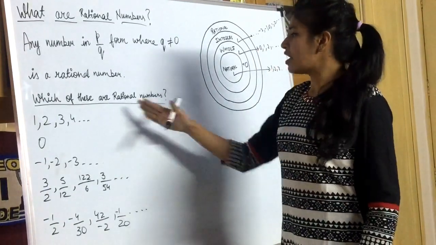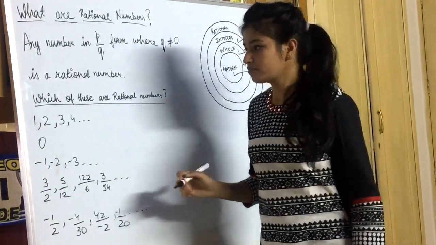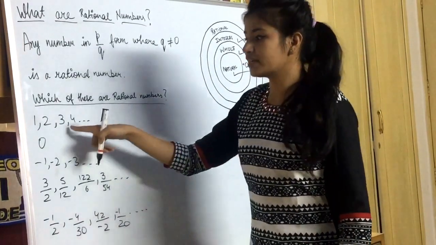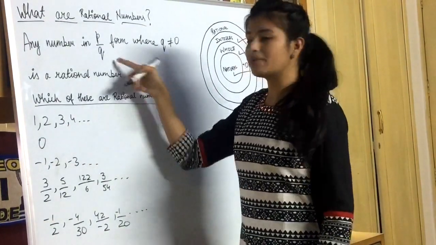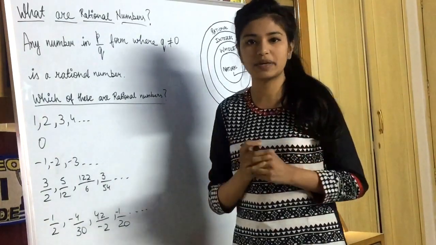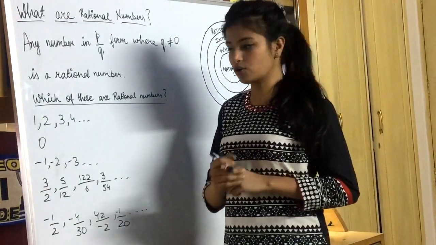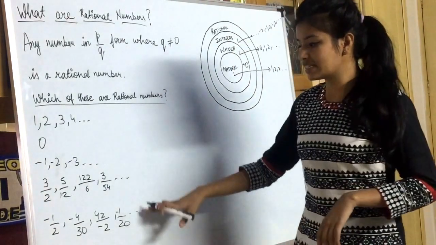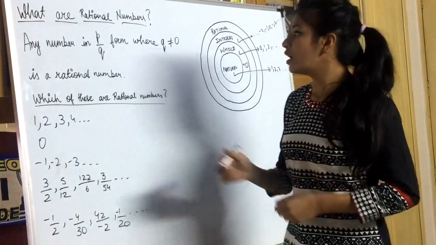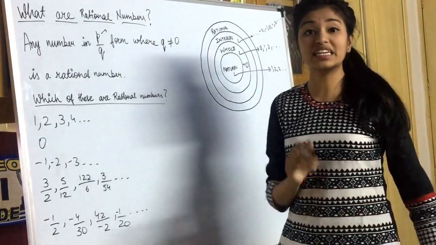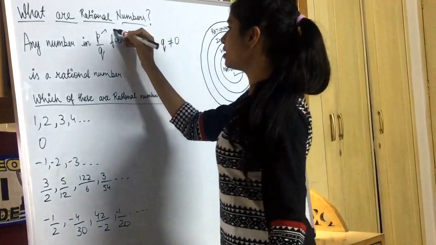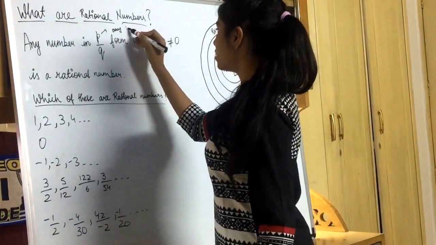Now let's see, are these numbers rational numbers? So we have to see if we can form this number into a p by q form because our definition says p by q where q is not equal to 0. So all we have to do is convert these numbers into p by q form. P can be any integer.